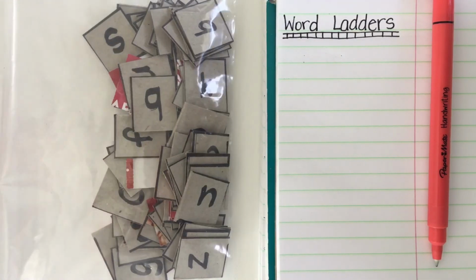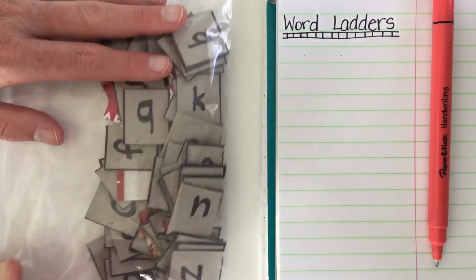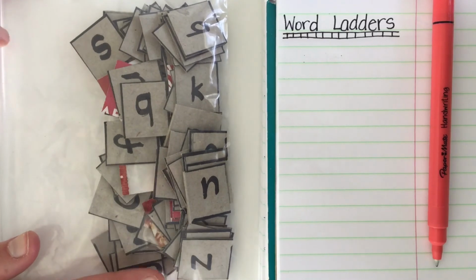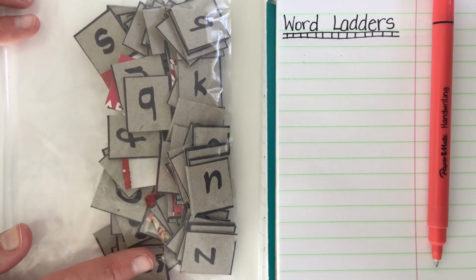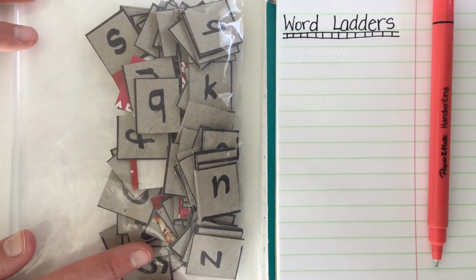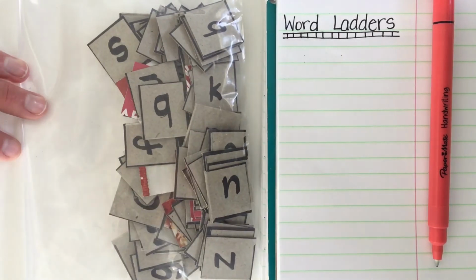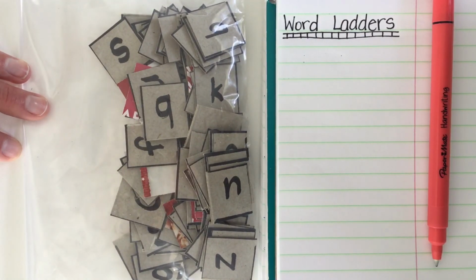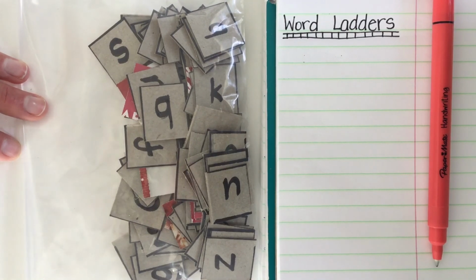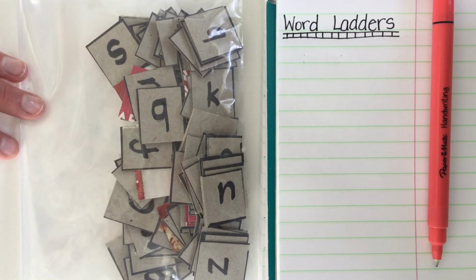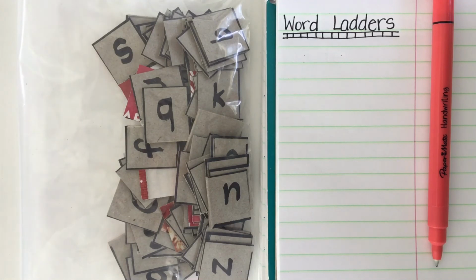So let's talk about what this game is. Word ladders is really fun. You can create a word ladder by changing 1 or 2 letters or removing and adding letters to make different words. And what I really like about this is this helps us see how some words are similar and how they are different, especially when we're thinking about the letters in each word.